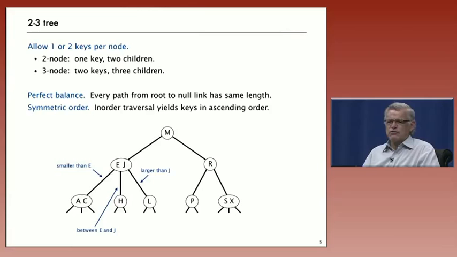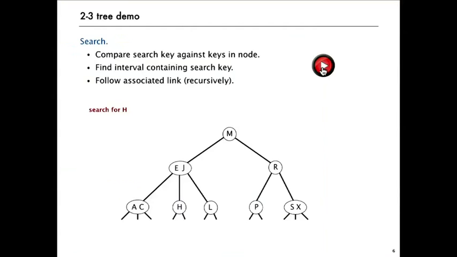So as I mentioned, the symmetric order is part of the definition of a 2-3 tree. Every 3 node has 3 links and 2 keys. The left link points to a 2-3 tree with the keys that are smaller than the smaller of the 2 keys in the 3 node. The middle link points to a 2-3 tree that contains all the keys that are between the 2 keys. And the right link points to a 2-3 tree containing all the keys that are larger than the larger of the 2 keys in the 3 node. Okay, let's take a look at a demo of searching in a 2-3 tree.